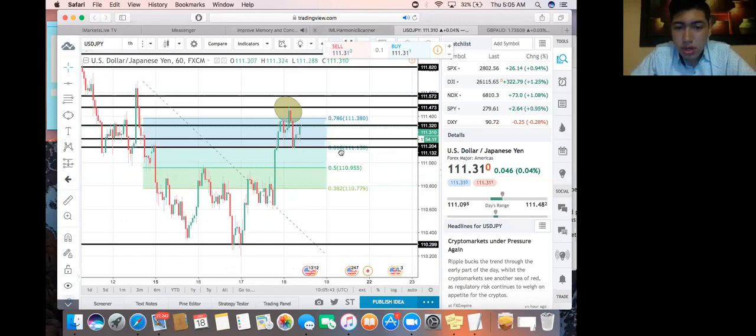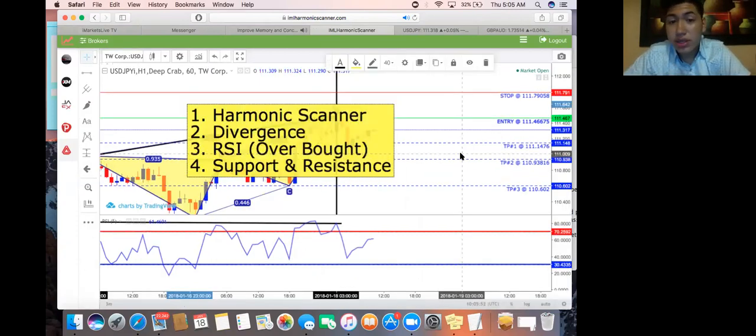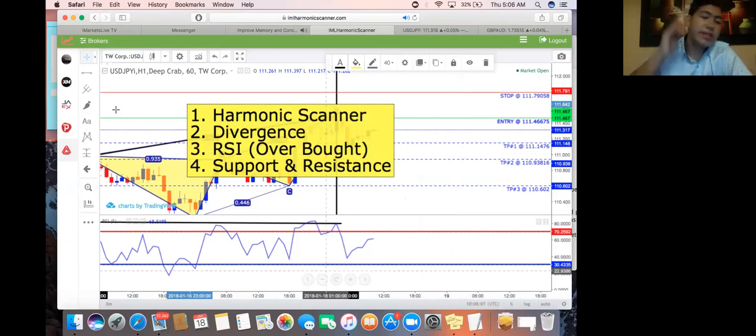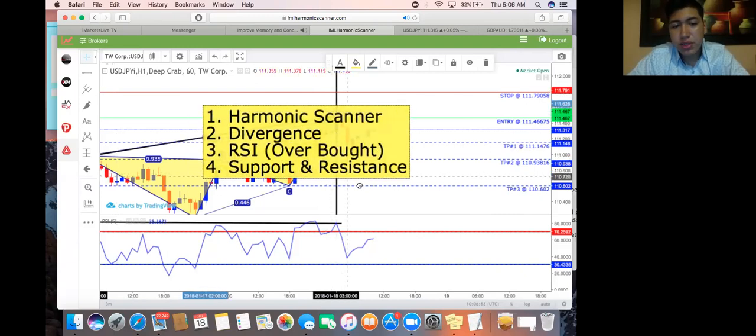What are my trading rules? My trading rule is one harmonic scanner, divergence, RSI, and support and resistance. That's the way that I trade, honestly. It's very simple. There's a quote that says, in trading, the more simple, the better. So it's amazing to have this little strategy and actually make some money with it. There's no excuses.